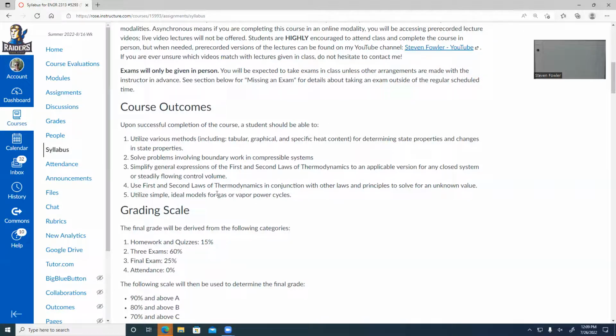And then we've finished out the semester looking at some ideal cycles. We looked at the Otto cycle. We'll discuss the diesel cycle and the Rankine cycle just briefly today after we review. And that's it. I mean, that's essentially the entire course.